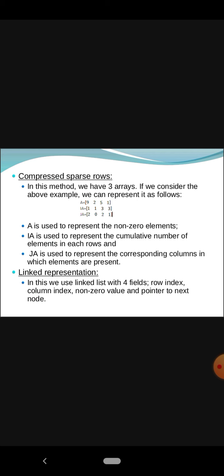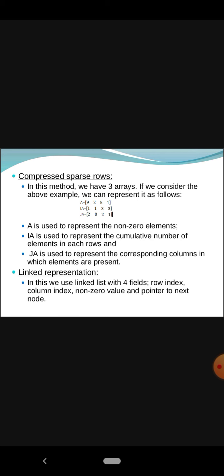Likewise, we can represent in rows, and JA is used to represent the corresponding columns in which elements are present. If it is at the second column, we can represent 2. If it is at the 0th column, we can represent 0. Likewise, we can represent in compressed sparse rows.